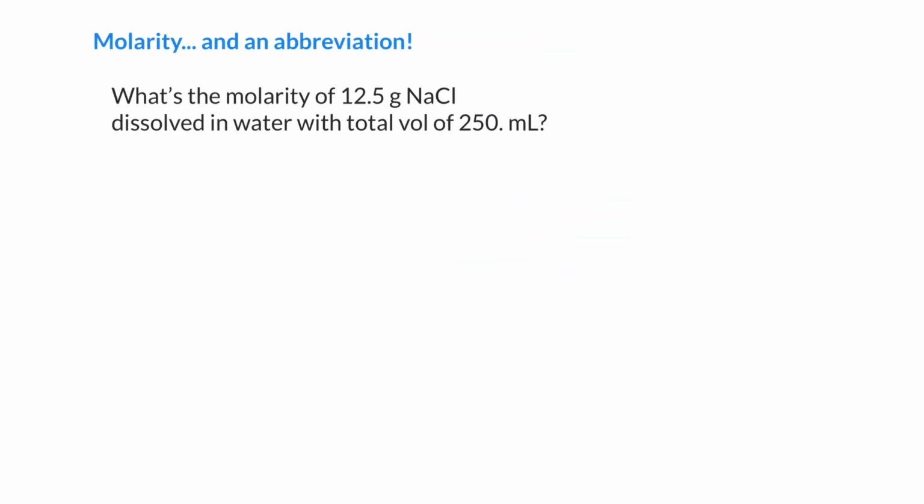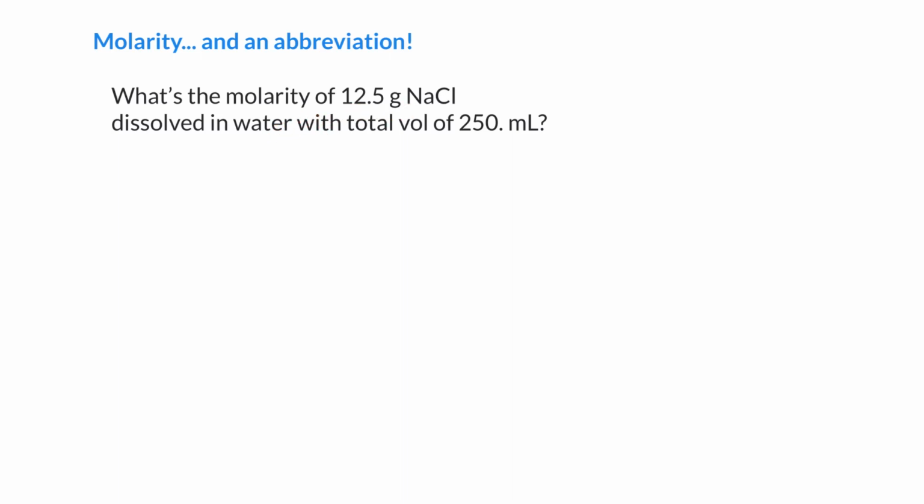So I think we're ready to kick it up a notch here. So we can talk about another molarity example. We can look at an abbreviation to avoid writing all these long symbols out. And here's the problem. So what's the molarity? So what's the molar concentration of 12.5 grams of sodium chloride dissolved in water with a total volume of 250 mils? Presumably the water is the solvent. The sodium chloride is the solute.